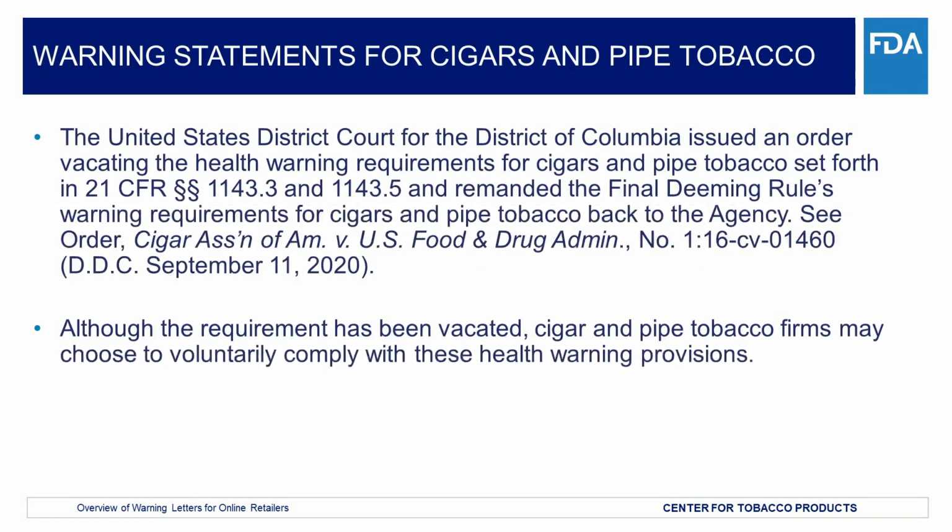The United States District Court for the District of Columbia issued an order vacating the health warning requirements for cigars and pipe tobacco set forth in 21 CFR 1143.3 and 1143.5 and remanded the final deeming rule's warning requirements for cigars and pipe tobacco back to the agency. See Order, Cigar Association of America versus U.S. Food and Drug Administration. Although the requirement has been vacated, cigar and pipe tobacco firms may choose to voluntarily comply with these health warning provisions.